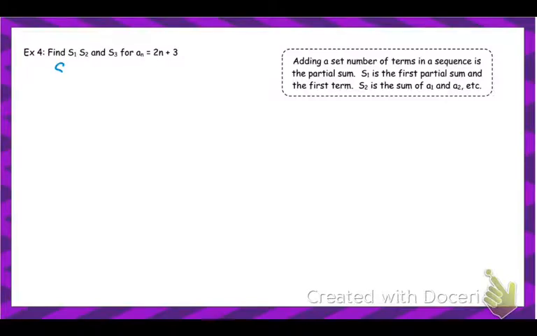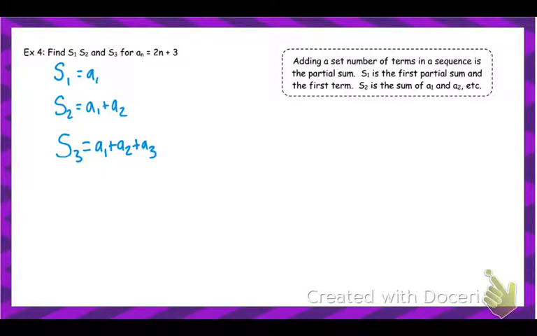So S1 means the sum of the first term. So really that just means the first term. Okay. S2 means the first term plus the second term. S3 means the sum of the first three terms. So term 1 plus term 2 plus term 3.